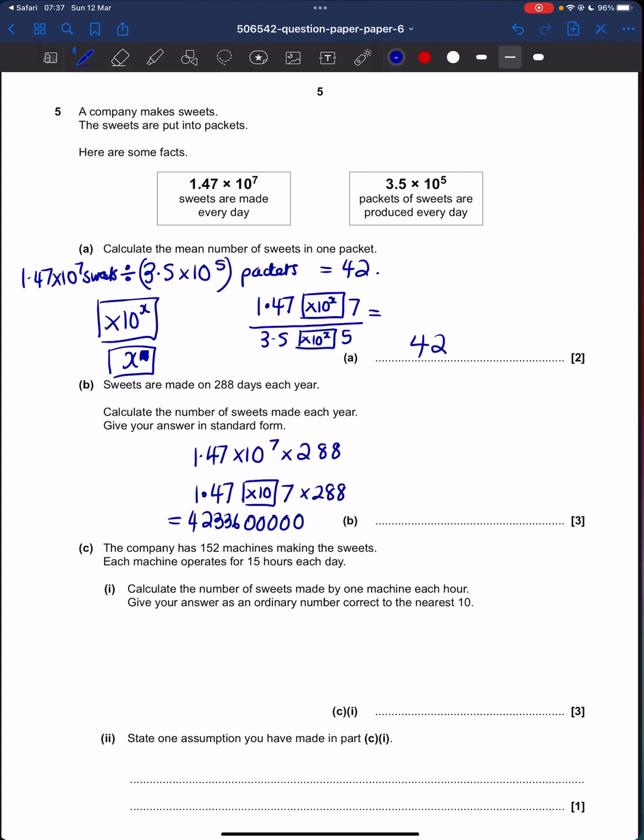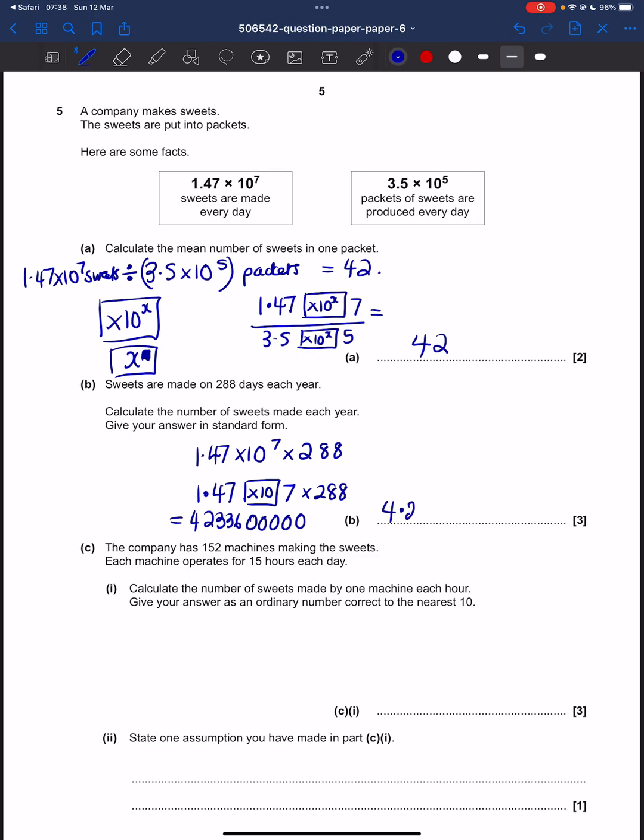So with standard form, we need a number between 1 and 10 to represent these. So it's 4.2336 to represent the non-zero digits at the front. Not all the non-zero, there could be a 0 there, but before this row of zeros starts. And that's multiplied by 10 to the power 1, 2, 3, 4, 5, 6, 7, 8, 9. That's where that comes from.